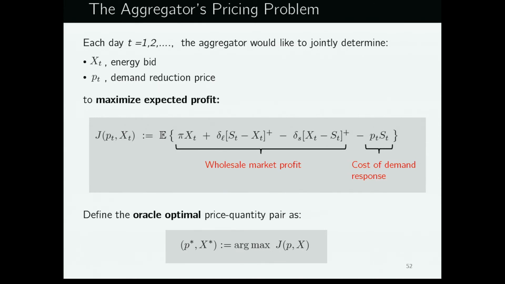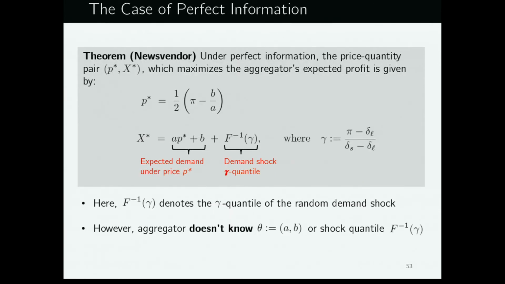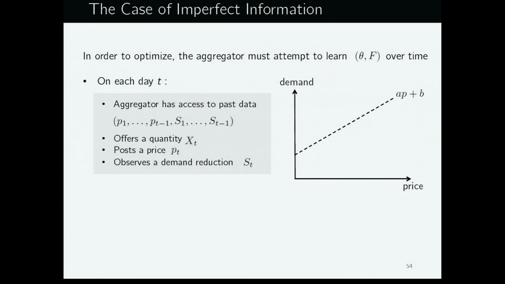What the aggregator would like to do is to calculate the price and contract energy bid which would maximize its profit. If it knew the underlying distribution and demand parameters, then this is essentially a straightforward newsvendor problem, and you can characterize the optimal price and energy bid, which would be time invariant, clearly, because I've assumed that everything is constant. I won't get into the structure here. Adam will spend some time talking about newsvendor problems. But the point is, if you had full or perfect information, the problem is trivial. But what if you don't know these parameters?